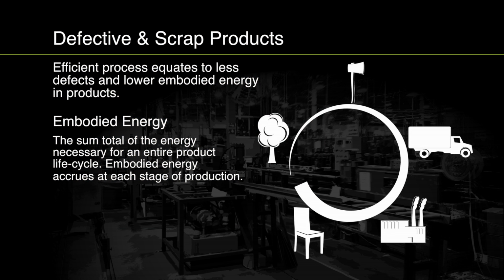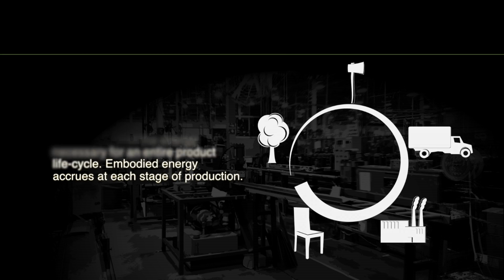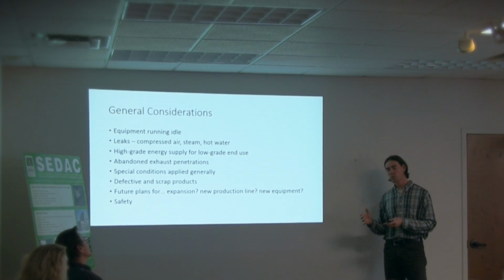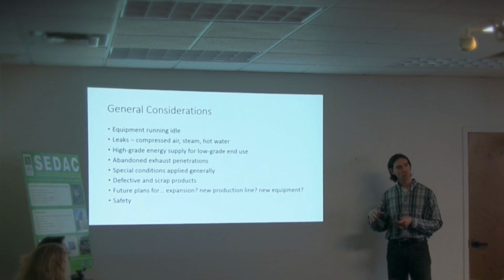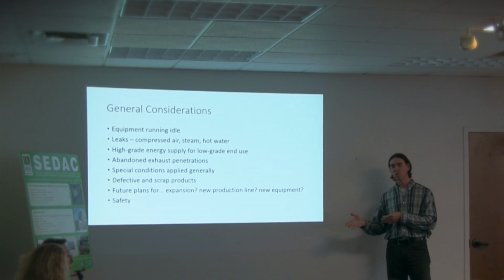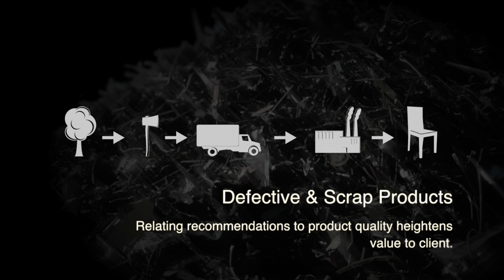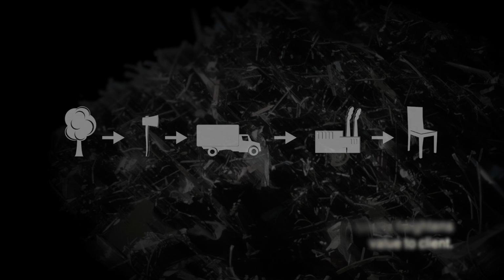Another thing to pay attention to is defective and scrap products. There's energy embedded in that scrap, so there are energy recommendations associated with that. But also, when you are thinking about energy efficiency opportunities, if those opportunities tie back to an improvement in product quality, suddenly your recommendation has way more value because you're tying it back to the value of the product.